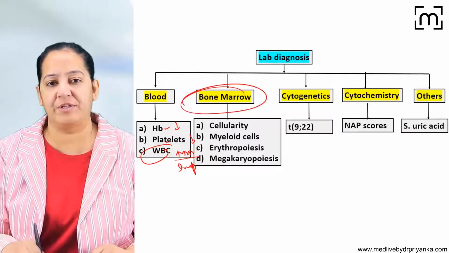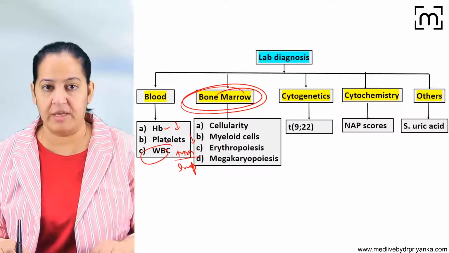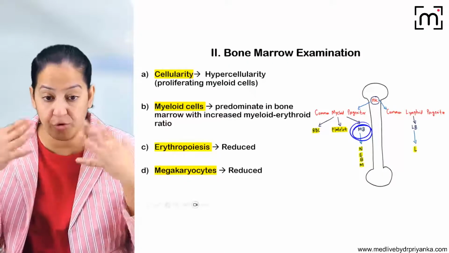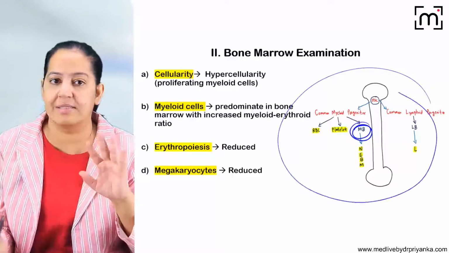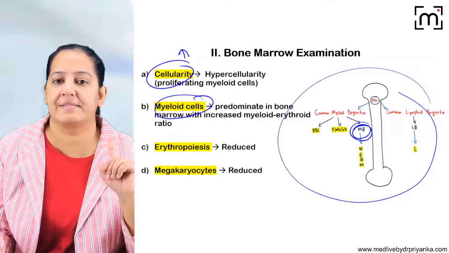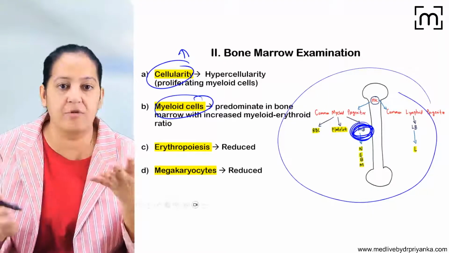Now coming on the bone marrow picture. In the bone marrow, you have to comment on 4 things. The cellularity in the bone marrow is high because these cells are doing uncontrolled mitosis. So they replace all other cells. So cellularity is very high. Usually most of the cells you will get myeloid cells because only myeloid precursors are doing uncontrolled mitosis.